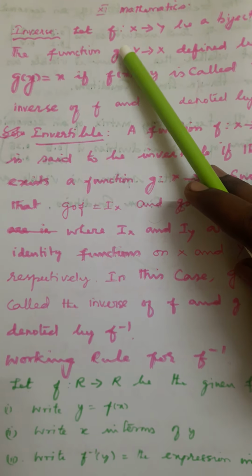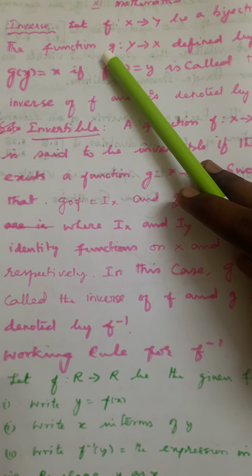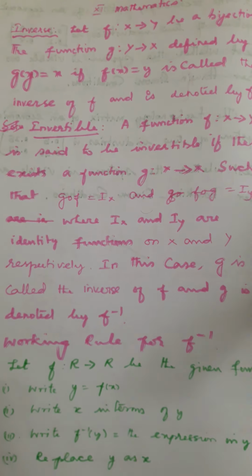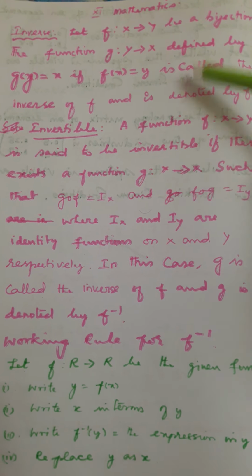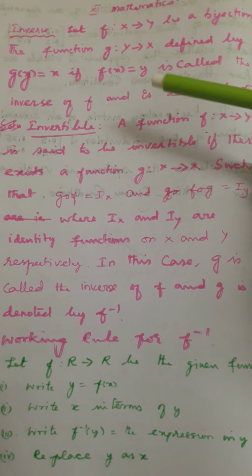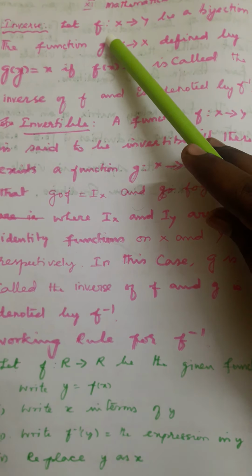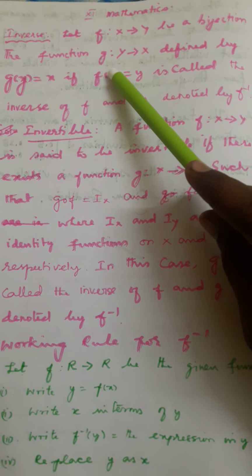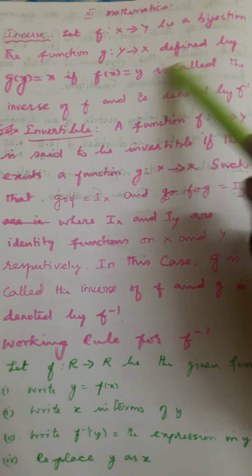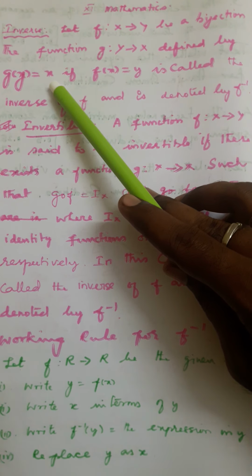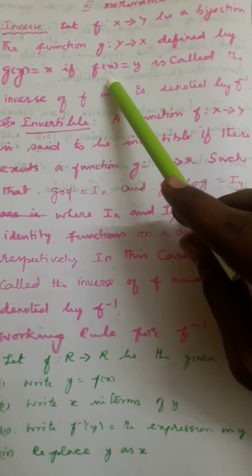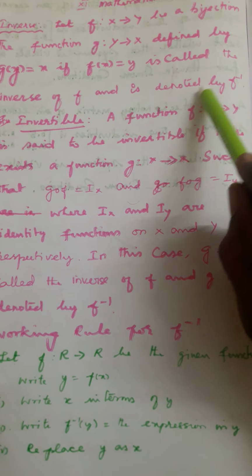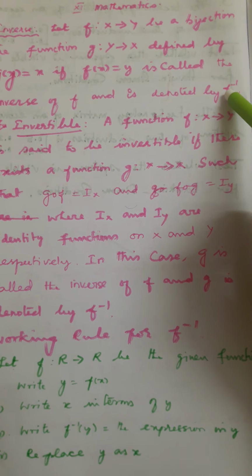Inverse. The additive inverse of 2 is minus 2, and the multiplicative inverse of 2 is 1 by 2. Like that, in functions we are going to find the inverse of a function. Let f from X to Y be a bijection. The function g from Y to X defined by g of y equal to x if f of x equal to y is called the inverse of f and is denoted by f inverse.